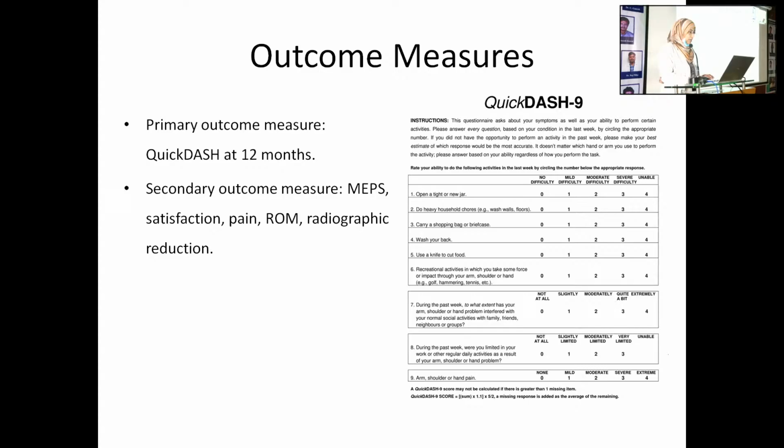Outcome measures: primary outcome measured by QuickDASH at 12 months, and secondary outcome measures with Mayo Elbow Performance Score, satisfaction. Disability of Arm, Shoulder, and Hand. Range, 9 points.